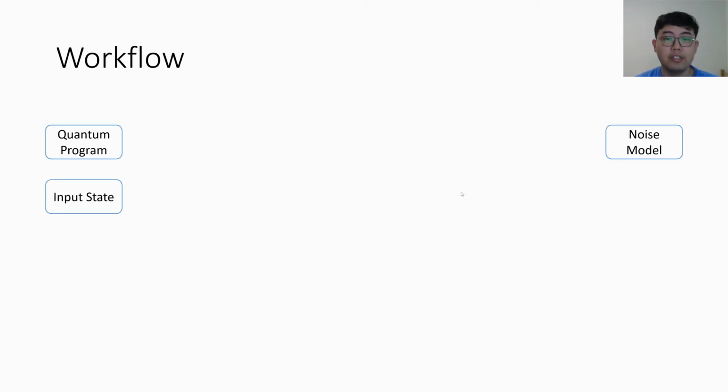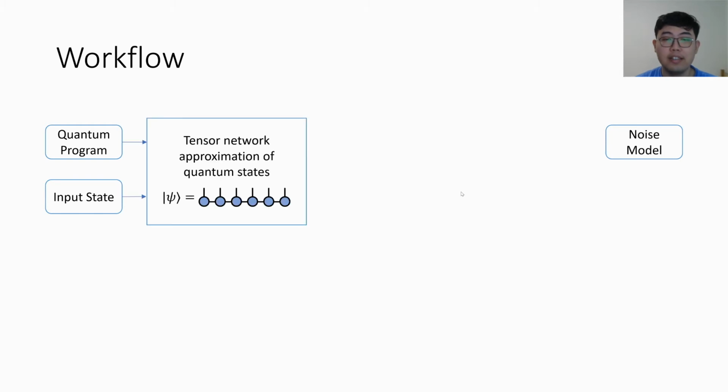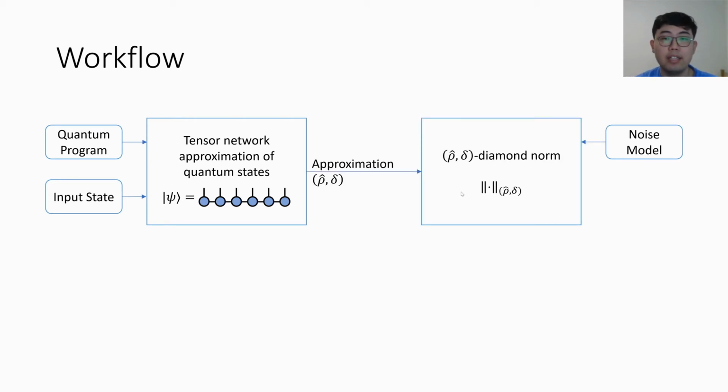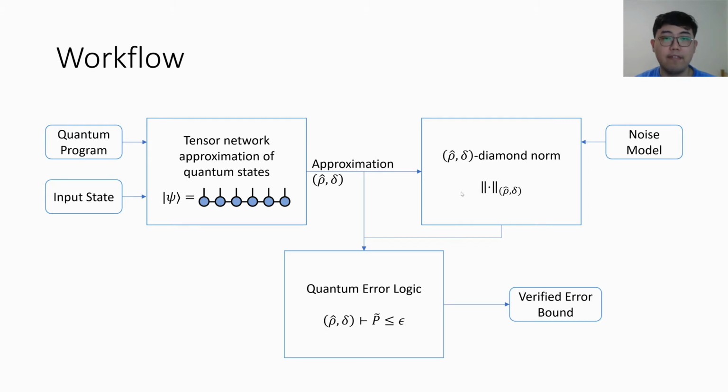Now we introduce the workflow of Gleipnir. Given the quantum program and the input state, we first use tensor networks to approximate the quantum states. Then, together with the noise model, we compute the rho-delta diamond norm using the semi-definite program solver. Finally, we use the quantum error logic to get the final error bound.